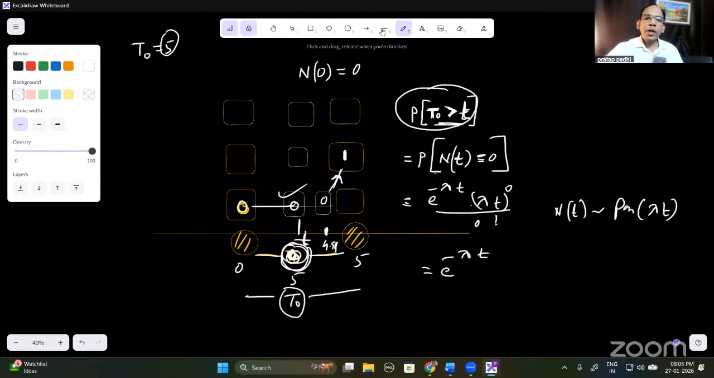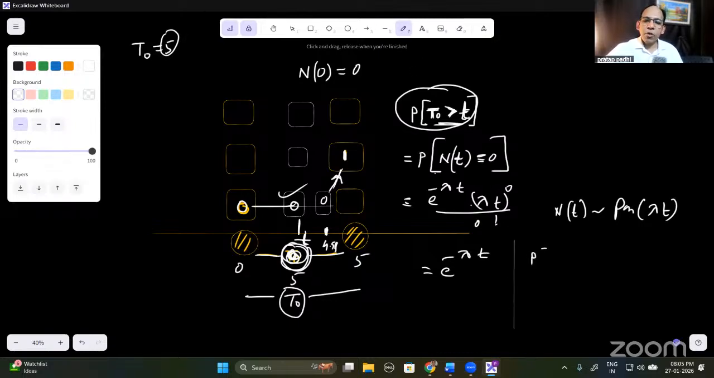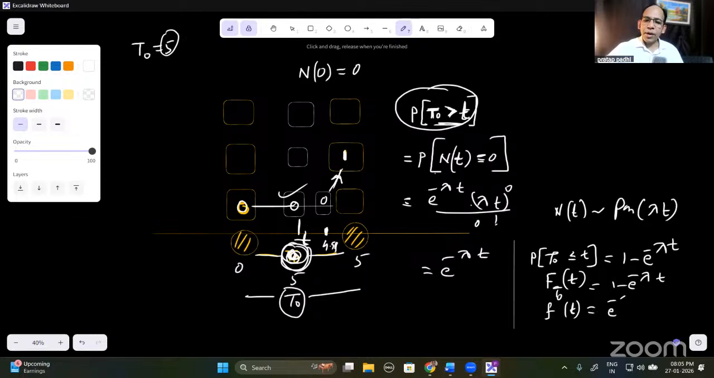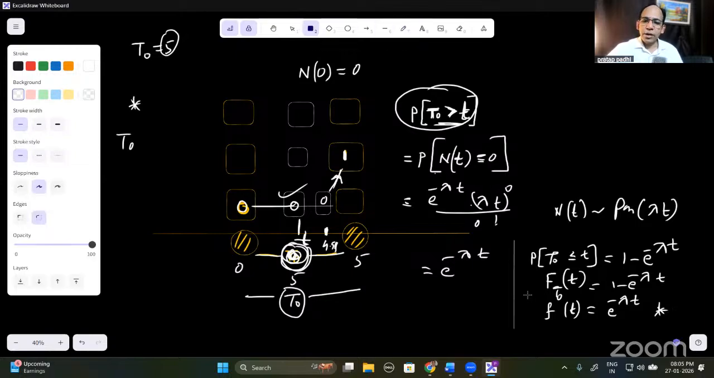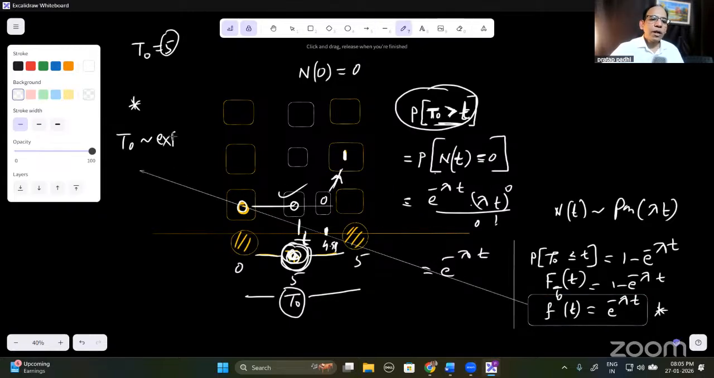That means I will take 1 minus that, and I will get the probability T0 less than or equal to T, that is 1 minus e power minus lambda t, right? This is exactly the CDF F of T naught, 1 minus e power minus lambda t. Then the density function of T naught will be lambda e power minus lambda t. This implies T naught follows exponential lambda.